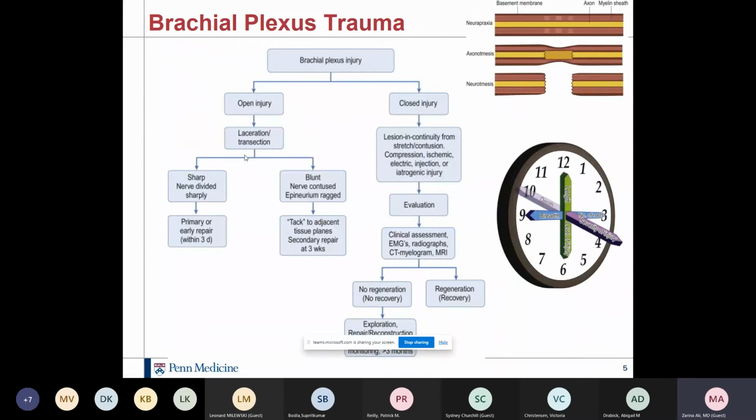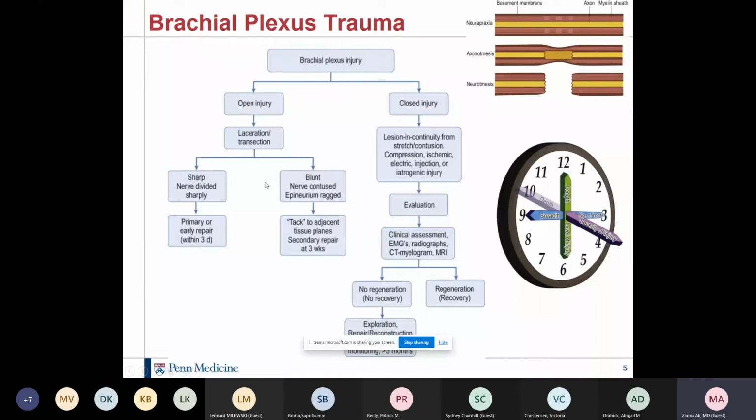When we think about a sharp injury, where we have a sharp stab wound or knife wound to the nerve, we know that these nerves are divided sharply, and these tend to be our most hyperacute injuries, where we want to treat them relatively acutely, ideally within 3 days. And these also do have the best chance for improvement in function following direct repair.